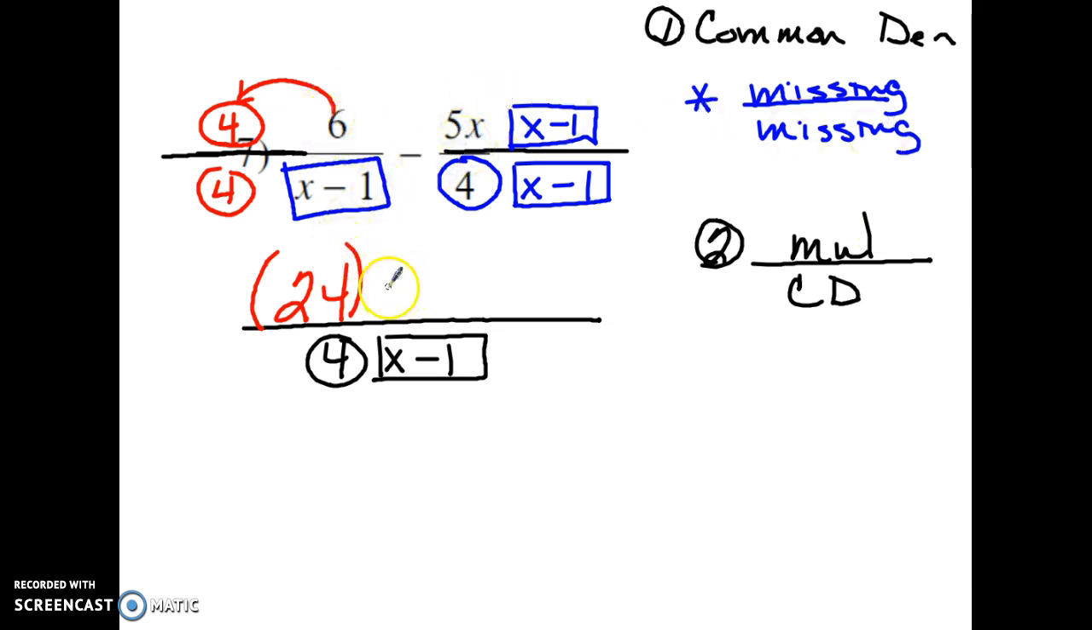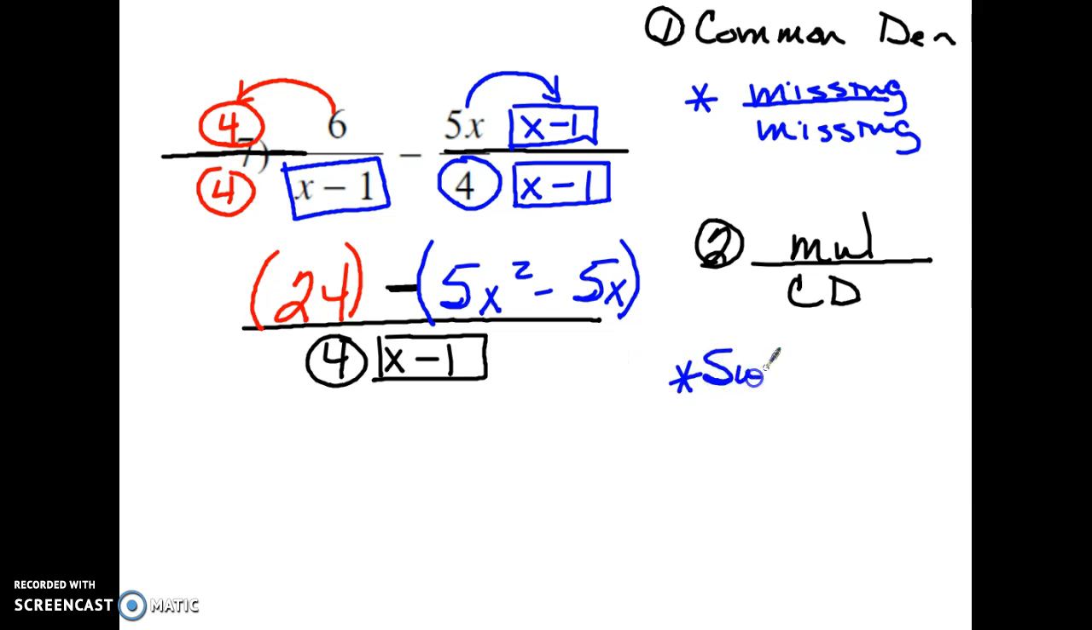Now in between the fraction bars was a minus sign, so I'm going to put my minus sign. And in my second numerator, I'm going to take the 5x and multiply the 5x to both of these. So 5x times x is a 5x squared. 5x times negative 1 is a negative 5x. And I put parentheses around it to show this is everything in my second numerator. Now notice in between these we have a minus sign, so this is subtracting.